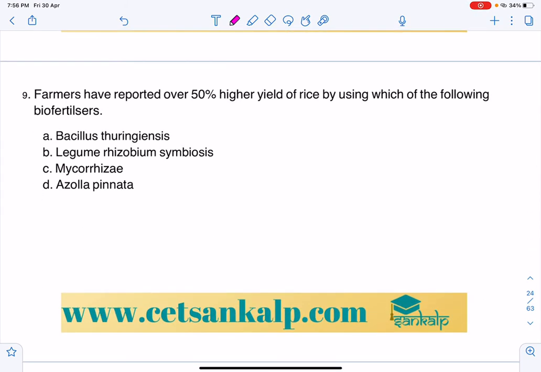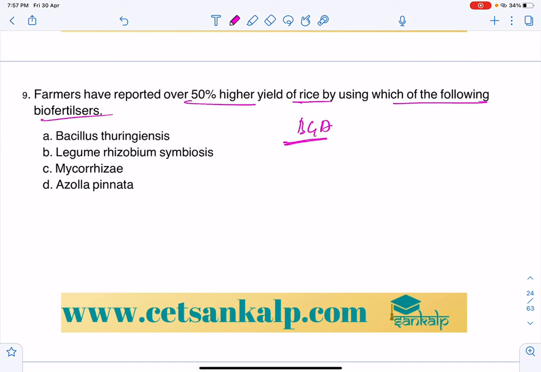And farmers have reported over 50% higher yield of rice by using which of the following biofertilizers. So this in detail we can discuss. Biofertilizers are generally used to enhance the soil fertility, so nutrient quality of the soil like nitrogen, phosphorus and other nutrient supplements will be enhanced. So in case of nitrogen fixing, the cyanobacteria, right? That is blue-green algae like Anabaena, Nostoc and Oscillatoria.